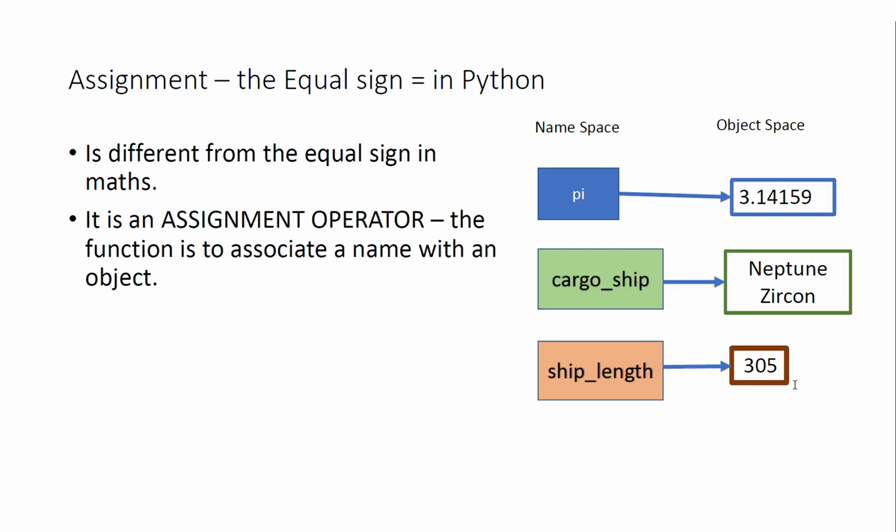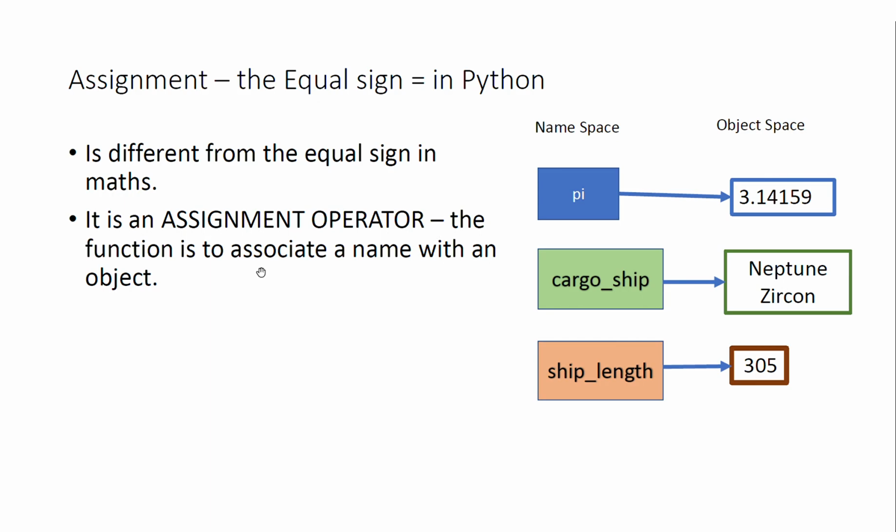So assignment, the equal sign in Python, is assigning to a name. It is different from the equal sign in mathematics. A double equal sign is used for comparison. For example, in the namespace, pi is an object with the value 3.14159. For the cargo ship, you can assign an object, in this case Neptune Zircon, to the name. Ship length is assigned the object 305. So it is an assignment operator.